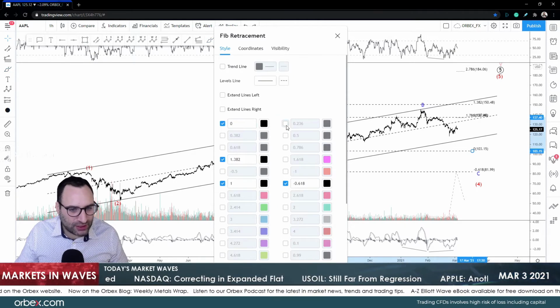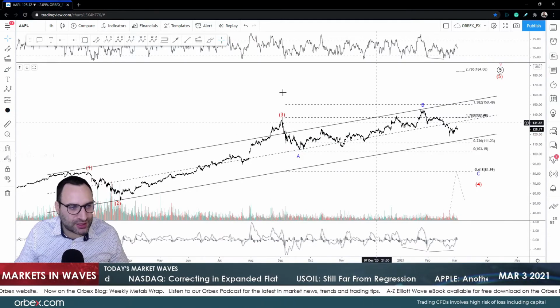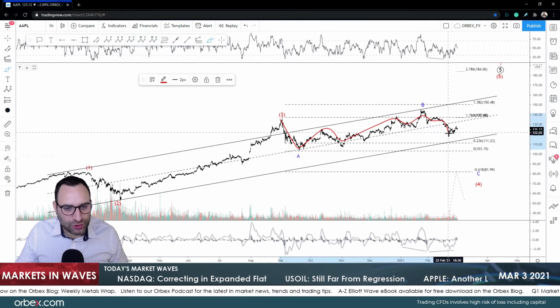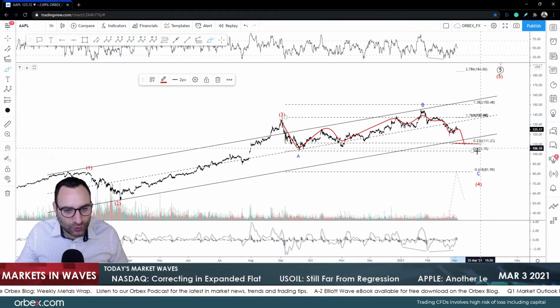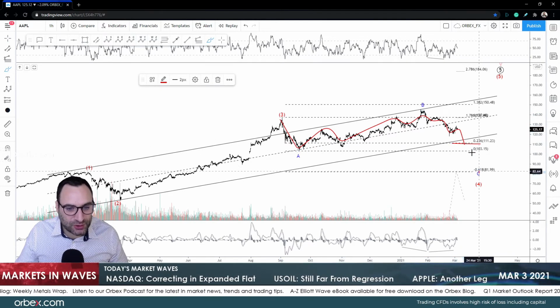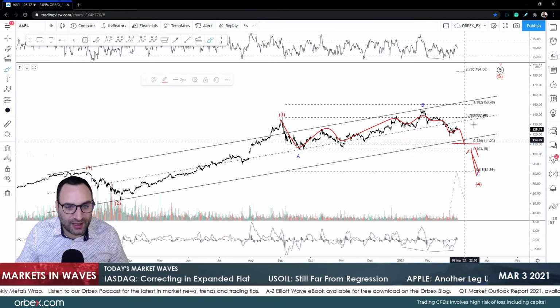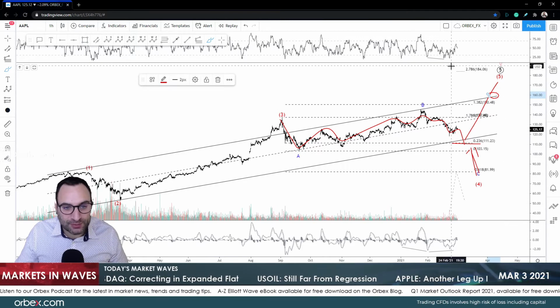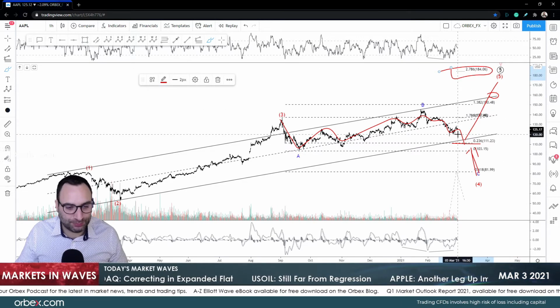So we should be looking in this case at the 23.6 Fibonacci. So that would be an A, that would be a B, and 1, 2, 3, 4, and 5 at around 111. This is going to be a running flat in 4, and then we're going to shoot higher for wave 5. And I'm looking at wave 5 at what? At the 184 dollars.